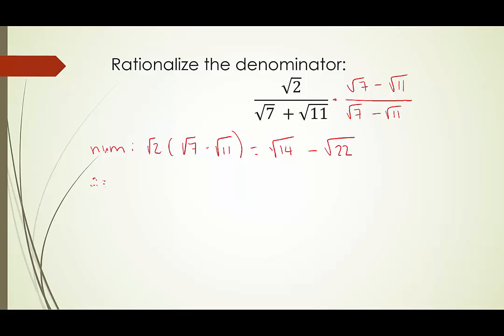And that's all we can do. 14 doesn't have any perfect square factors besides 1. 22 doesn't have any perfect square factors besides 1. So we'd be good to go.